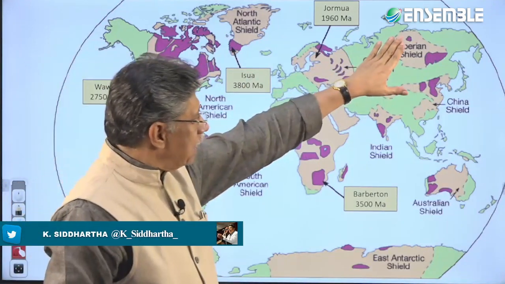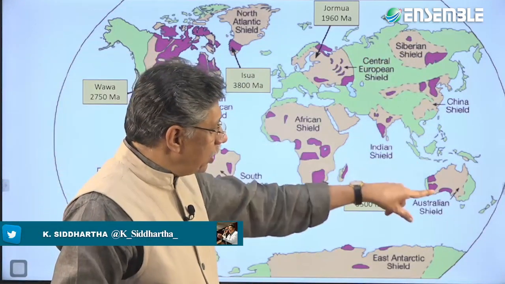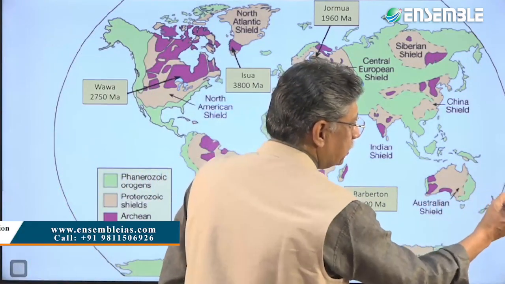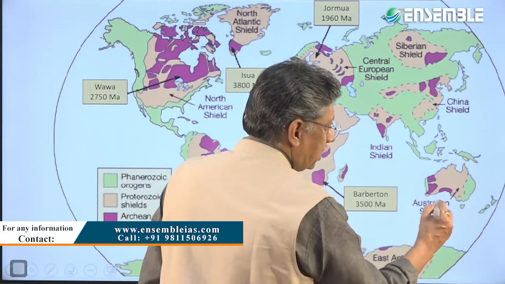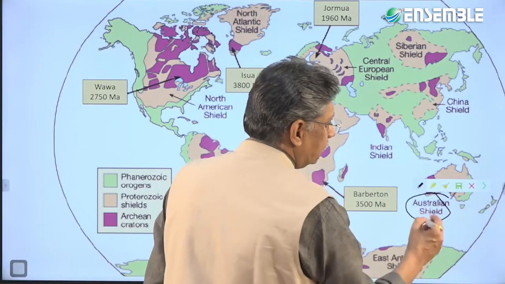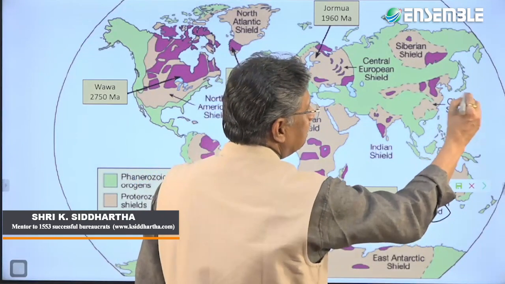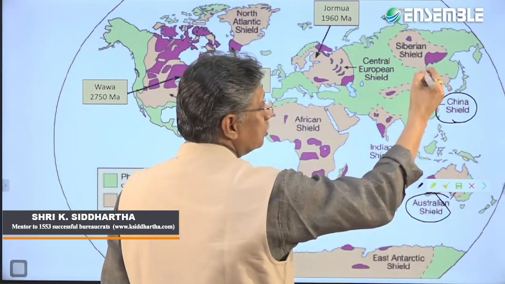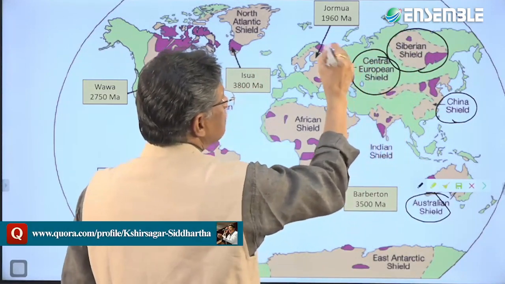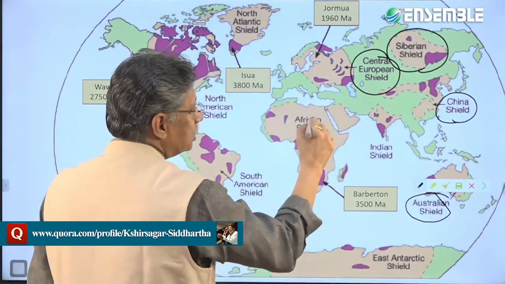That is the Siberian shield, the Chinese shield, the Australian shield, as you can take a look at all of these examples in this case. And the Australian shield is going to be significant in many different ways. That's one. The Chinese shield, which we're also going to be calling the Manchurian shield, the Siberian shield, the Central European shield, which is also going to be called by the name of the Baltic shield.